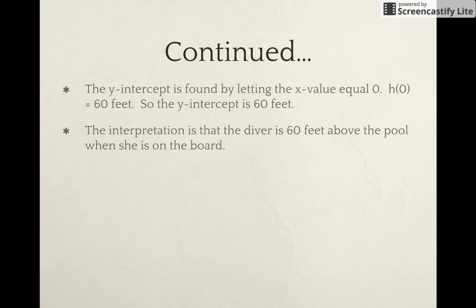Since the x value represents time, and we've let x equal 0 and found that the y value is 60, this indicates that in the beginning, or after 0 seconds, the diver is 60 feet above the pool. That would indicate that her board is 60 feet above the surface of the pool.